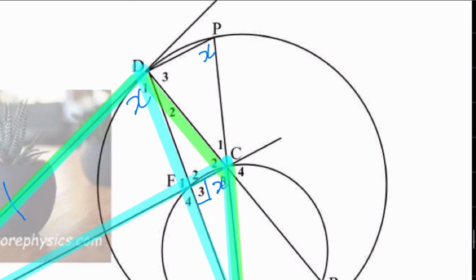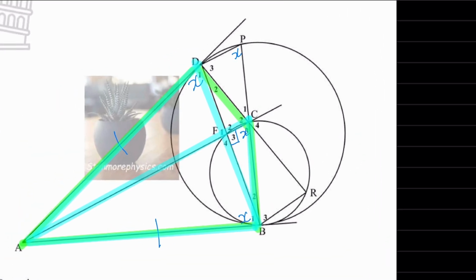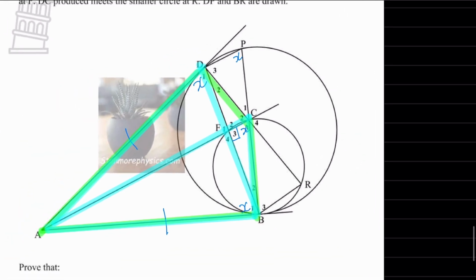Next question, prove that CP is equal to CD. Now, to prove that CP is equal to CD, we need to show that C3 is equal to X. Now, how can we do that? Now, since we've shown that ABCD is a cyclic quadrilateral, we can do the following. Here's my chord, or segment, if you will. Means that this angle right here is going to equal this angle right here.